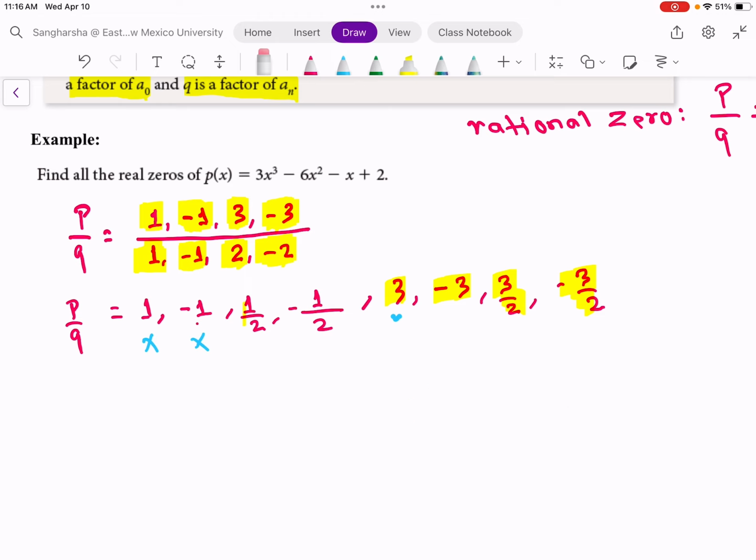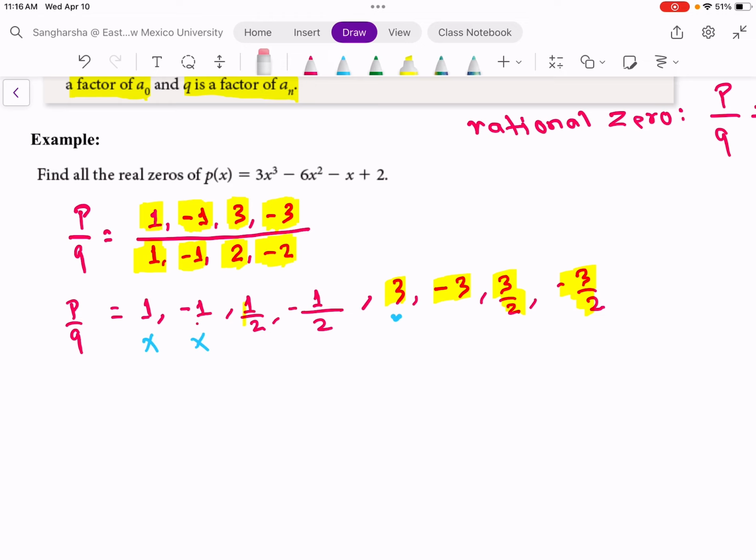So let's try negative 3. 3 times negative 3 cubed is negative 27. So we get negative 81. So we get negative 81 minus 6 times 9, we get 6 times 9, plus 3 plus 2. Okay, this does not give us 0 here. So we have the fractions. We have to use the fractions here.